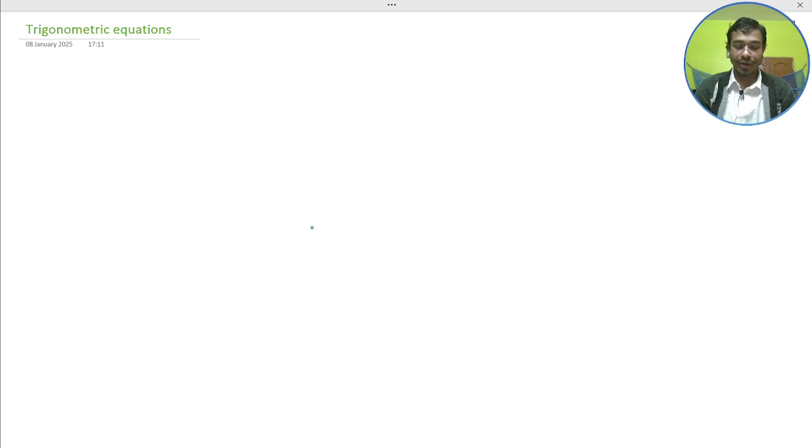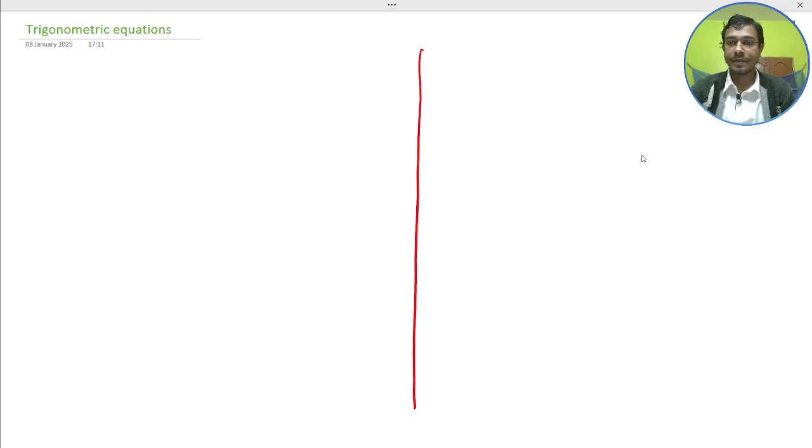For trigonometric inequalities, we just separate our board. For the domain and range of trigonometric functions, I just write what you learned in your graph theory class. So here this is the domain and this is the range of the functions.